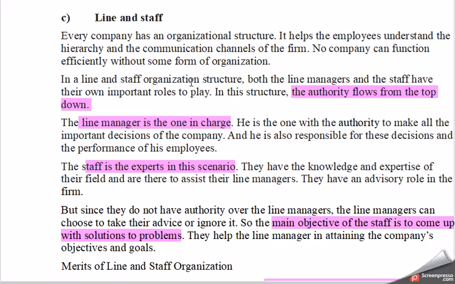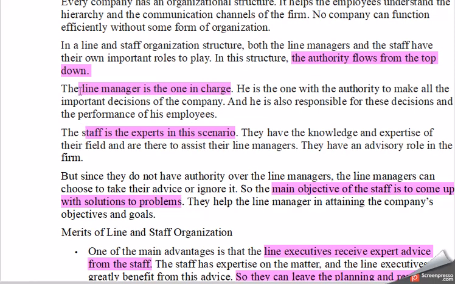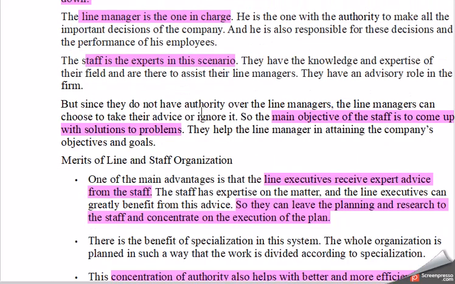So in a line and staff organization structure, both the line managers and the staff have their own important roles to play. In this structure, the authority flows from the top to the down. At the top, we have the line manager who is in charge. He is the one with the authority to make all the important decisions of the company, and he is also responsible for these decisions and the performance of his employees.